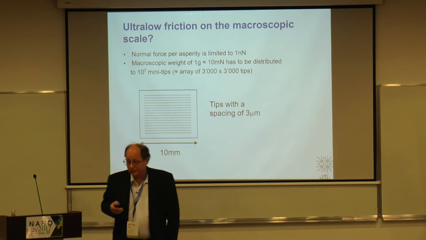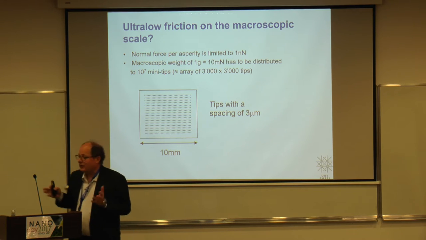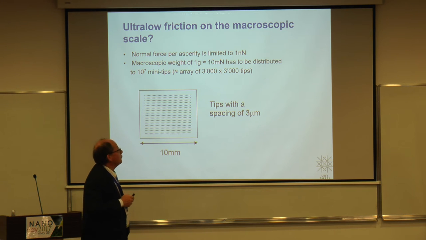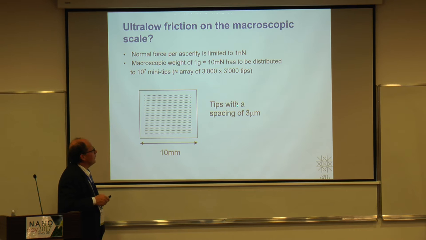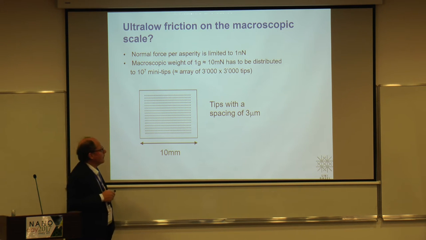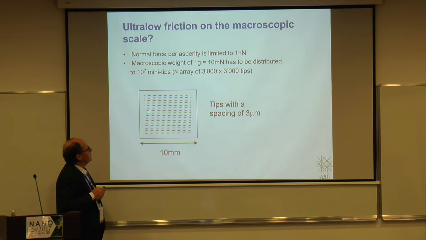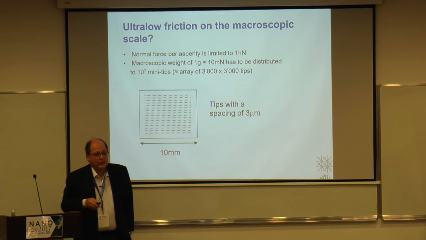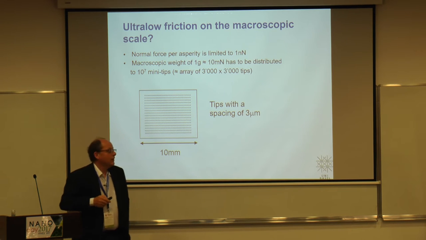Now the question is, can you do that on a macroscopic scale? That would of course be interesting, to have a macroscopic object moving in this relatively special way. We have an estimate here. If you want to have a weight of 1 gram under these conditions, it would correspond to about 10 millinewtons, so you would have to distribute it over 10 to the 7 mini tips. 10 to the 7 sounds like a lot, 10 million, but if you have an array like 3,000 times 3,000, then it's not that much. With microfabrication, if you have a good clean room, I think it's feasible.